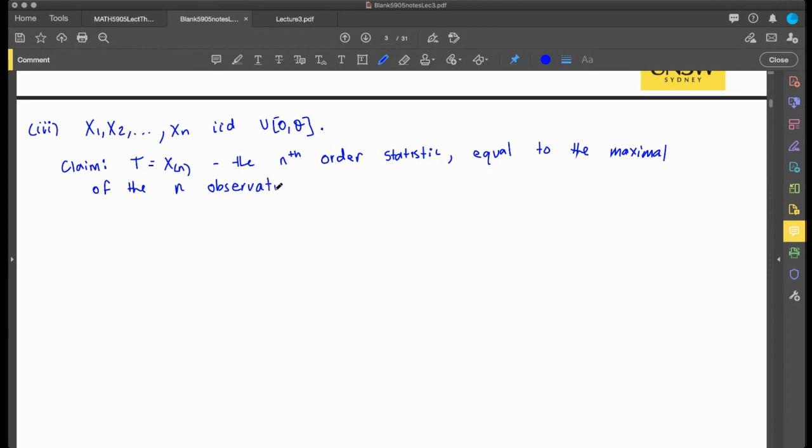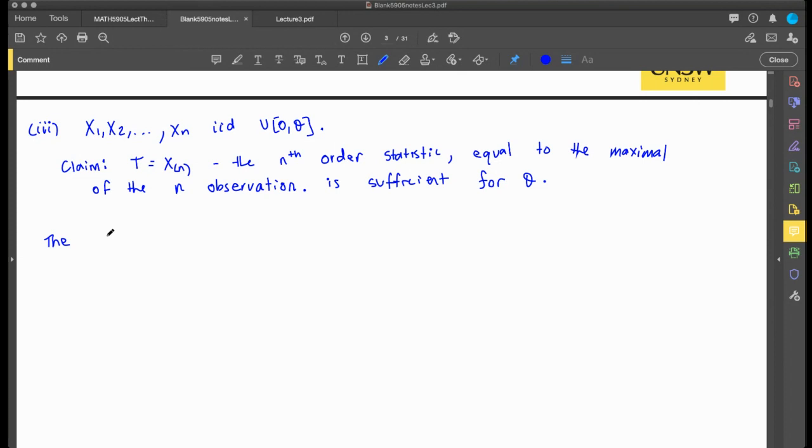And that kind of makes sense to be sufficient. Maybe I should say it's sufficient for theta, because theta is the upper point of the range 0 to theta. So the largest x tells me the most information about theta. And in fact, it tells me all the information I can possibly gather about theta based on that sample. Okay.